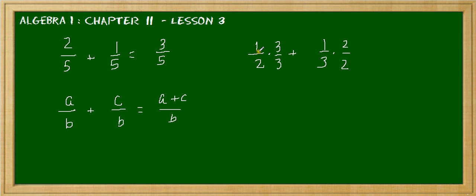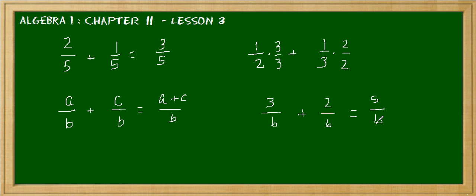So what do we end up with? Well, 3 times 1 is equal to 3, and 2 times 3 is equal to 6, plus 1 times 2 is equal to 2, and 3 times 2 is equal to 6. So now I have a common denominator of 6, and I can go ahead and add them. All I simply have to do is follow this, A plus C, because we have B as a denominator in both of these. That B is now 6, so we can just say 3 plus 2, which is 5 over 6. So if we ate 1/2 and 1/3, we actually ate 5/6.